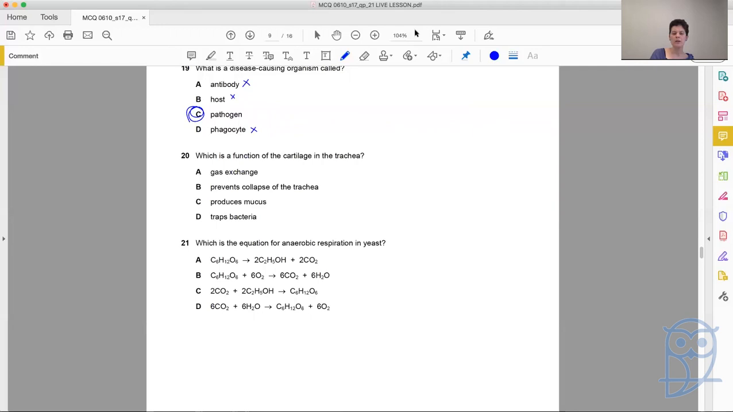So remember, the cartilage in the trachea, this is a structural thing. It's giving that strength to the trachea. So gas exchange, no, that's all about the alveoli. Preventing collapse, sounding good. Producing mucus, that is our goblet cells. Trapping bacteria, that's the mucus that was produced. So yes, definitely the cartilage in the trachea is helping to prevent collapse.